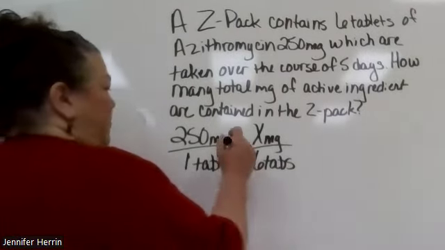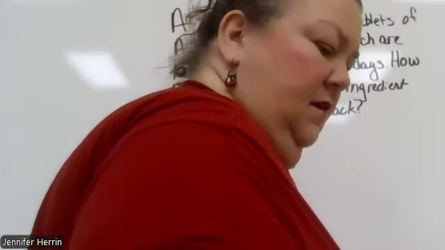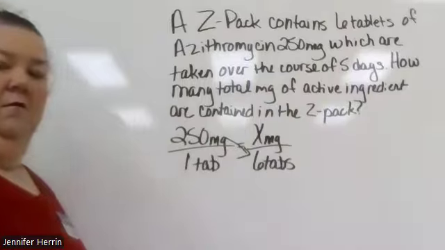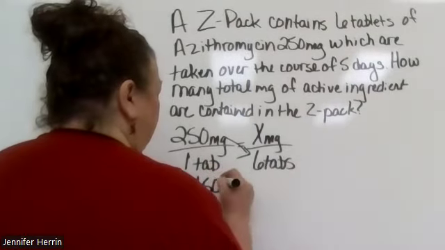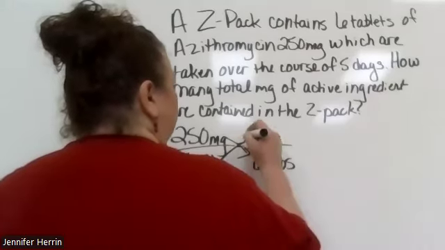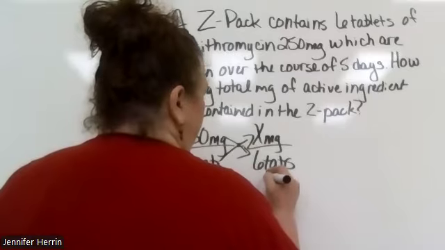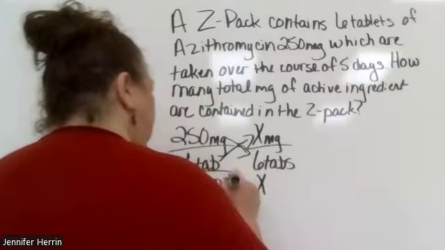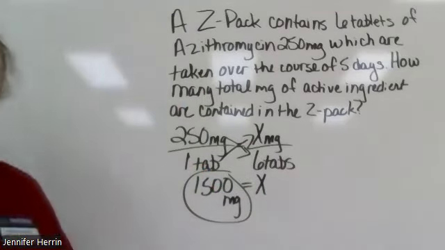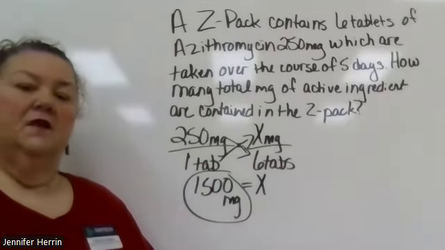Then we are going to cross multiply 250 times 6, which is 1,500. And if I cross multiply the other direction, I get 1x, which is x. So 1,500 milligrams is the answer to how many total milligrams of active ingredient are contained within the Z-Pak.